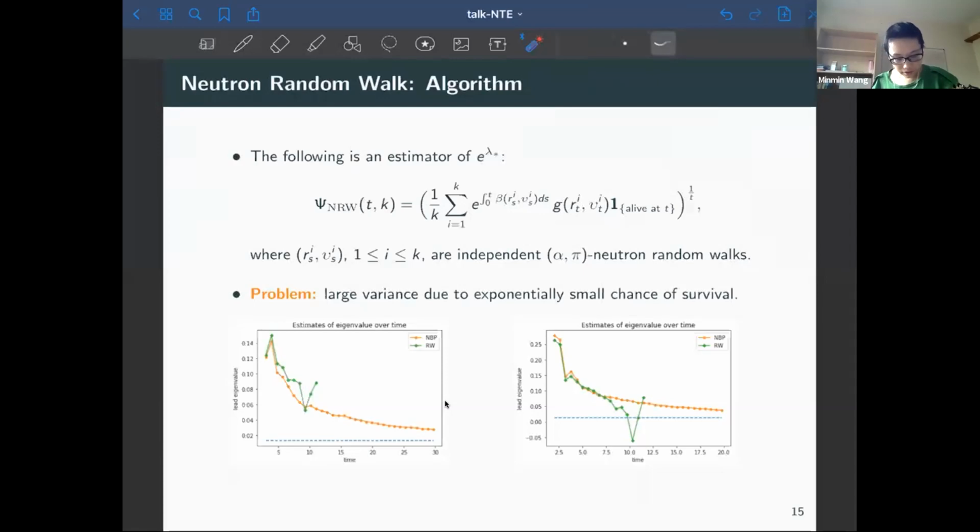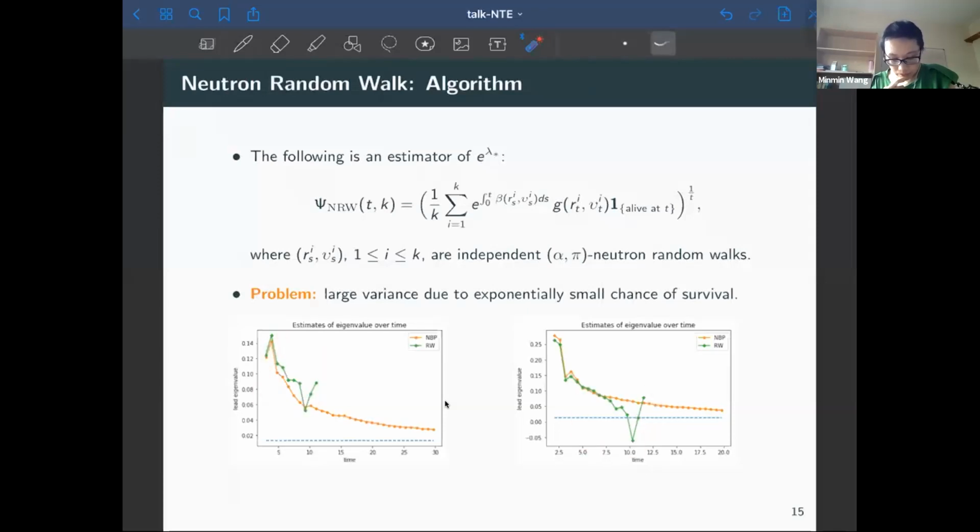But it turns out there are problems with the numerical aspect of this estimator. As you can see from these two plots here, the orange line corresponds to the branching system we talked about before, and the green line corresponds to the estimator obtained from this neutron random walk. So there are a lot of fluctuations in the green line.